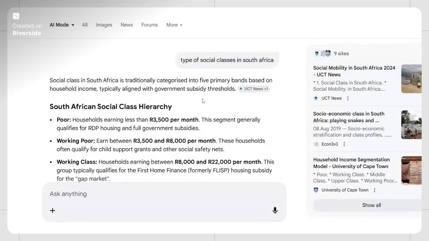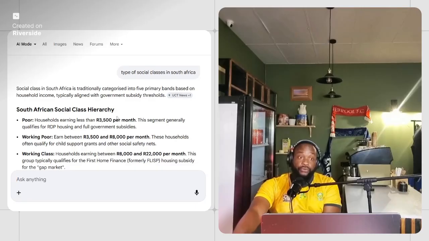Guys, this is very important, because if you live in South Africa or the other side of Africa, you need to know what your position in society really is. And these are the types of social classes in South Africa. I mean, you live in South Africa, you are South African, and you don't know what type of social class you fall under. Stick till the end, you are going to know.